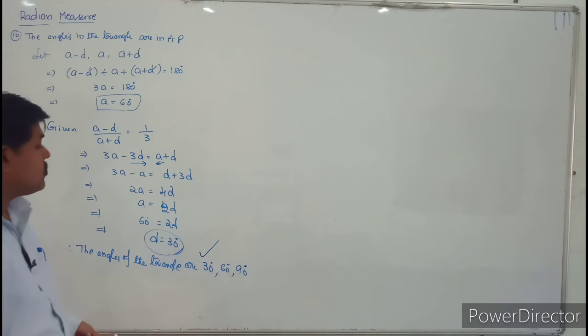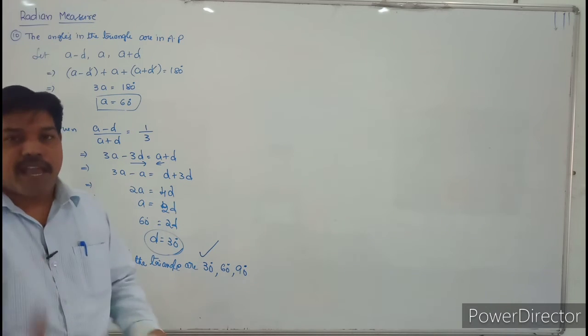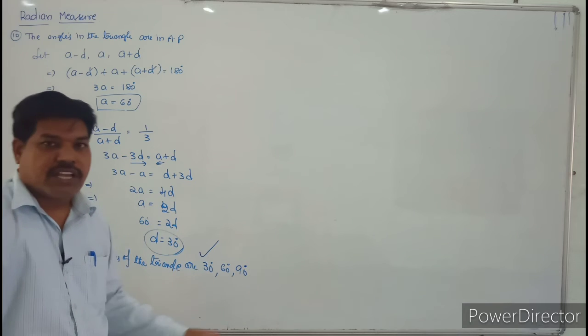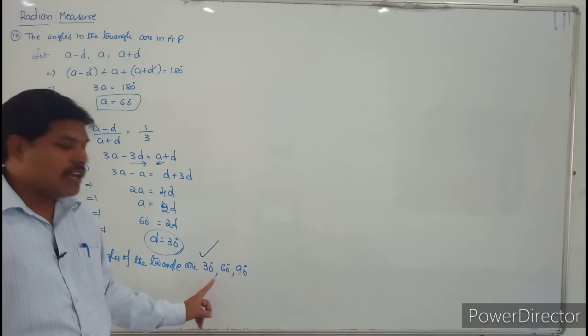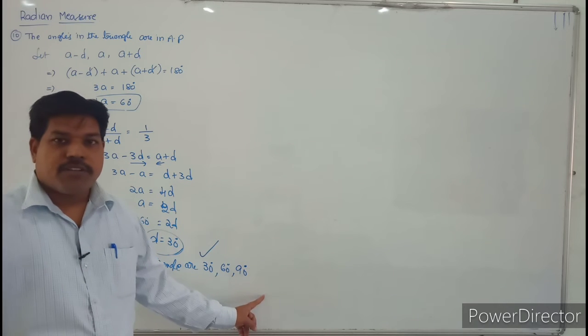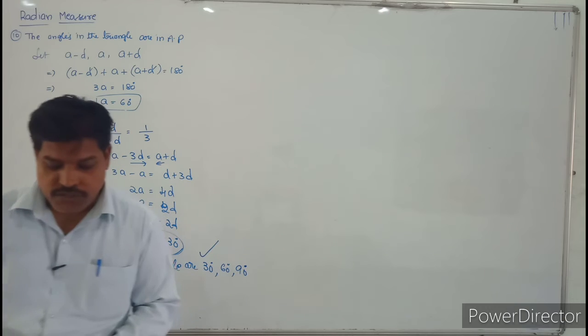Okay. So see that question, students. Sometimes they will ask what is the maximum angle, what is the greatest angle. The greatest angle is 90 degrees. The least angle is 30 degrees. In this question they are asking the least angle, but sometimes they will ask the greatest angle. Okay.